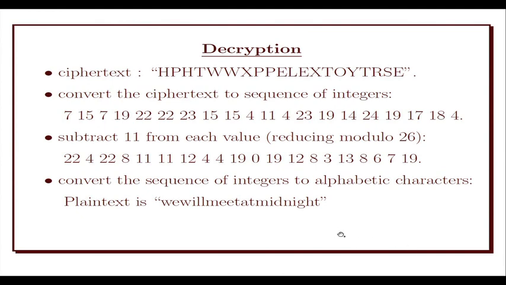Now, how does Oscar... but Bob has to get back the message. So, what Bob will do, after receiving this ciphertext, Bob will just convert it into the integers again. So, H means 7, P means 15, again H means 7, 19, like this. So, Bob will get the sequence of integers again, and now Bob has to apply the decryption algorithm.